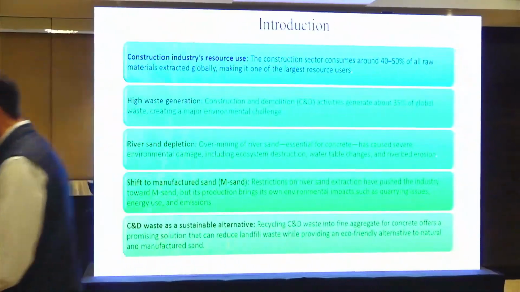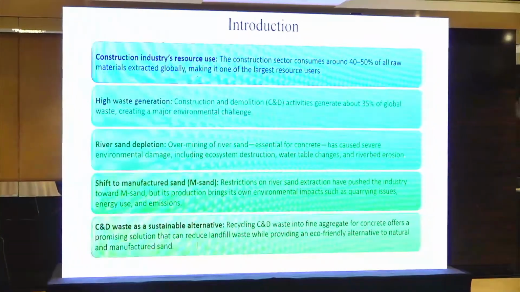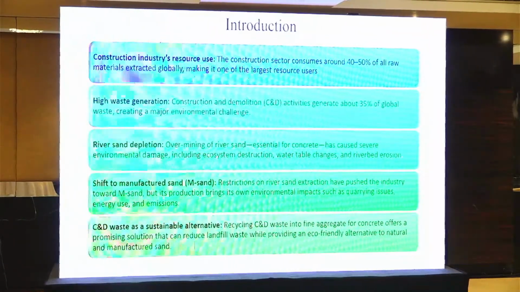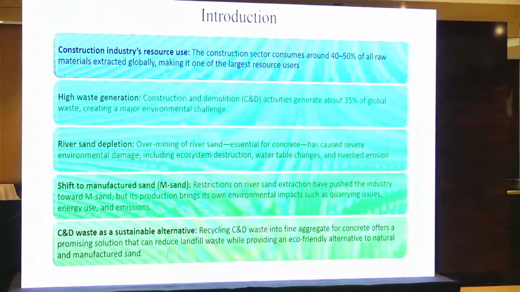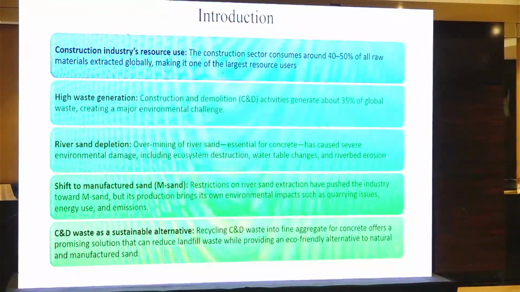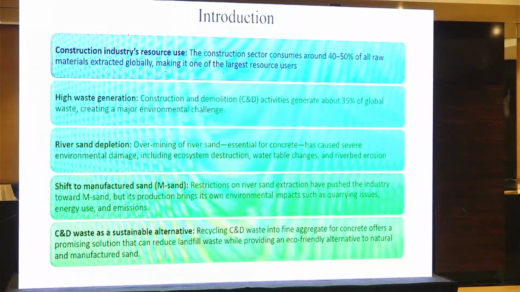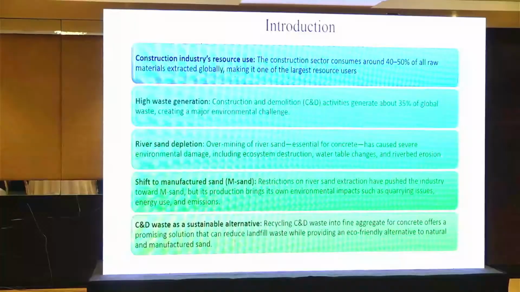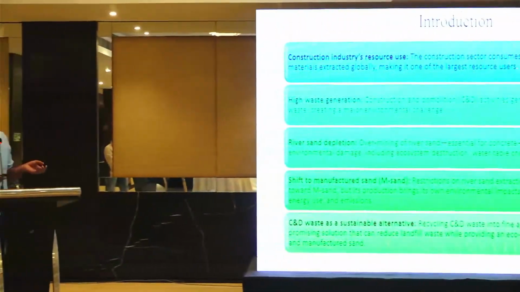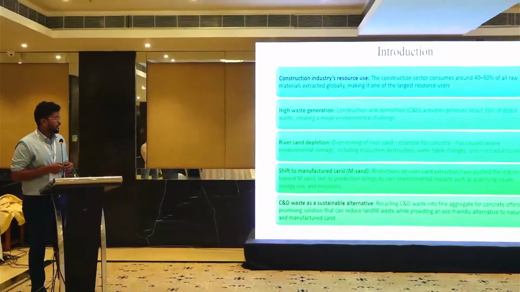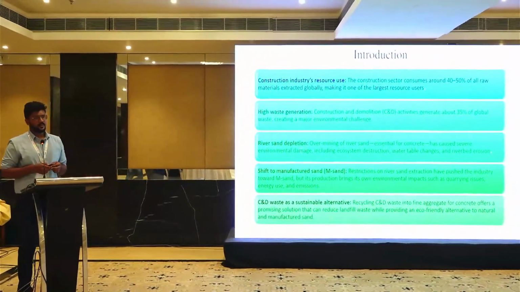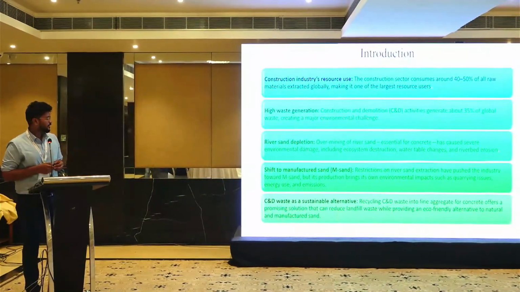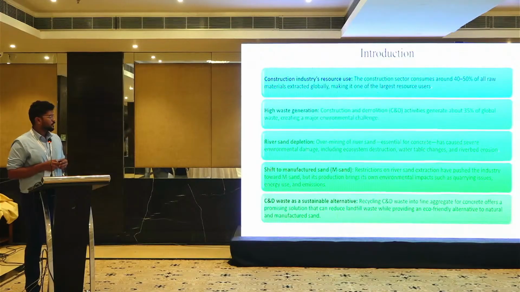So, introduction: the construction industry's resource use. The construction sector consumes 40 to 50% of raw materials extracted globally, with high generation of C&D waste and river sand depletion. Over-mining of river sand, essential for concrete, has caused severe environmental damage, so we have shifted to manufactured sand, and restrictions on river sand are a major problem. So we have come up with C&D waste as a sustainable alternative.